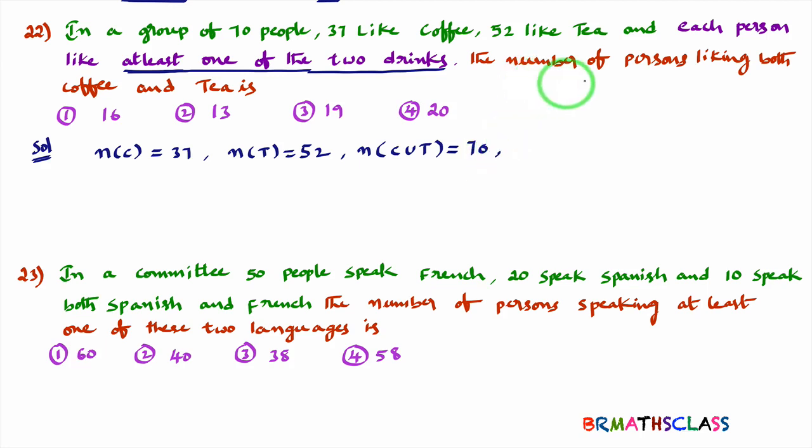Then what they are asking, the number of persons liking both coffee and tea. So N of C intersection T we need to calculate.